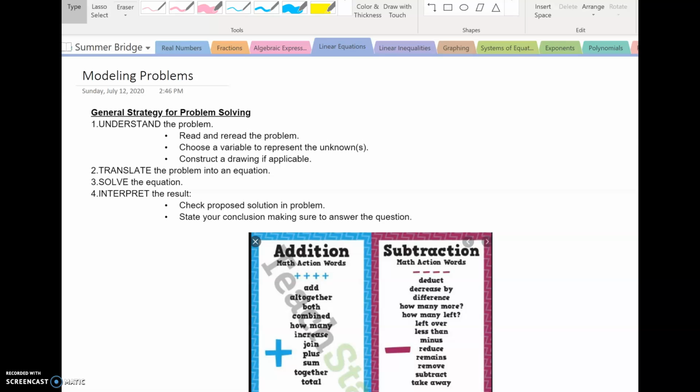Hi, and welcome to Modeling Problems. Today we're going to be talking about word problems specifically that require solving a linear equation.